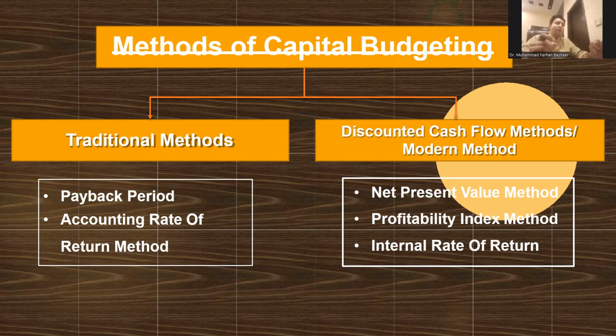methods, or modern method. Under the traditional method, the first method was payback period and the second was the accounting rate of return method. So in today's session of capital budgeting, we will try to understand what the payback period is, what the different scenarios under payback period are, and how to calculate it. We will try to solve different examples on payback period. So let's start with the definition of payback period.